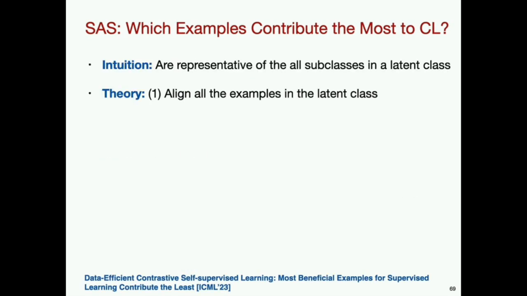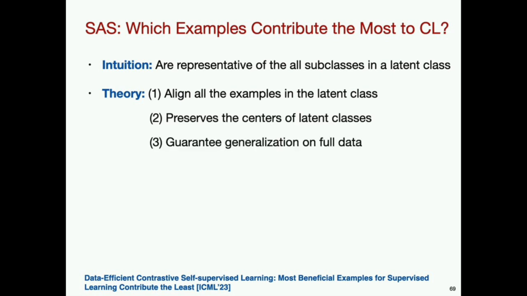So wrapping up, our intuition is that we want to select examples for contrastive learning that are in some sense representative of all the subclasses in a latent class. So it's diverse, but also preserving the center. And theoretically, what we show is that this aligns all the examples in the latent class. It preserves the centers of latent classes. And we guarantee generalization to the full data as a consequence of this.